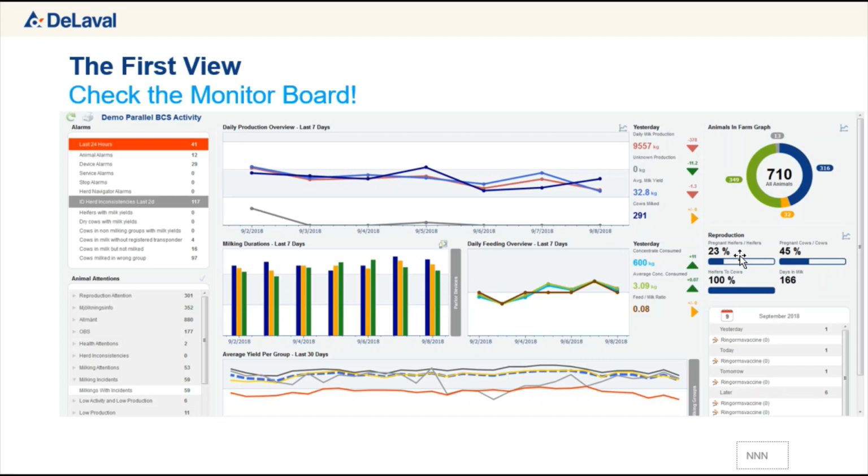23% heifers are pregnant, 45% cows are pregnant, and the average days in milk is 166. It is a deciding factor for milk production level, and so that is why this parameter is right there on the dashboard. And then we have 100% replacement rate available. It means we have 100% heifers ready for us, who can replace the older cows when required.